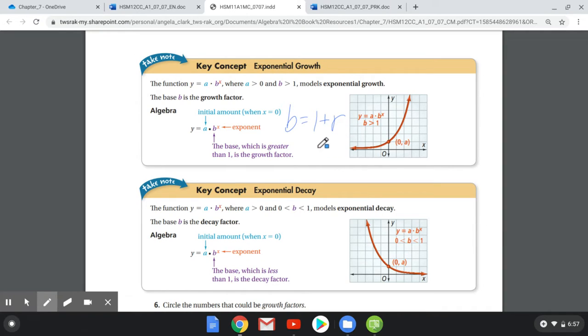If it says increasing by a factor of something, then that addition has already been done for you. So if it says increasing by a factor of 1.5, then B is just 1.5.